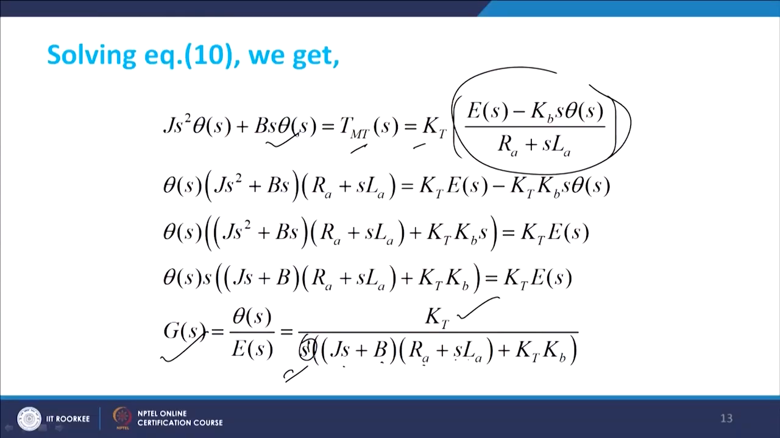So in that case, how will you get the model? So we have got the model like this. This is the third order model, here s, s, s. But if you go for the speed control, can we get the same third order model, or can we get a fourth order model? Now this needs to be verified.